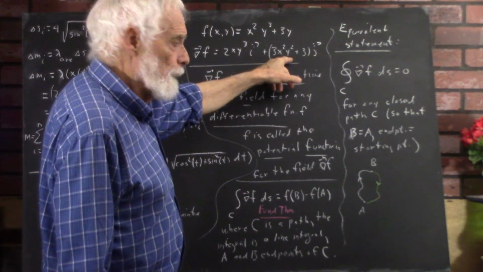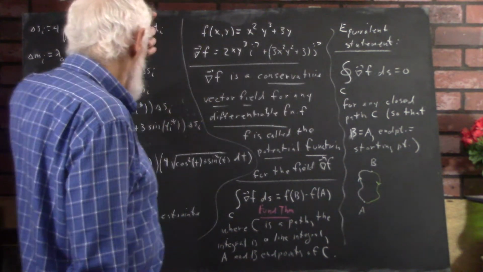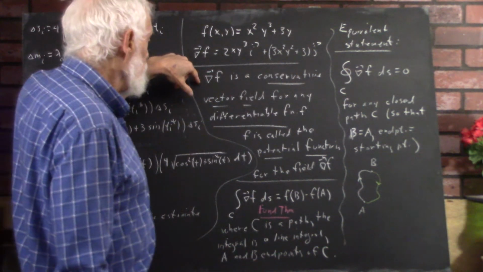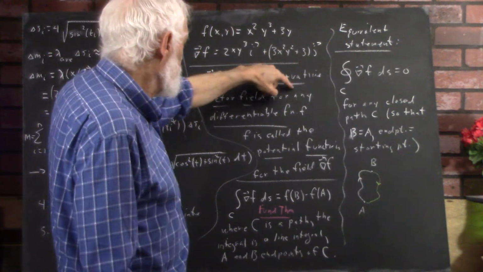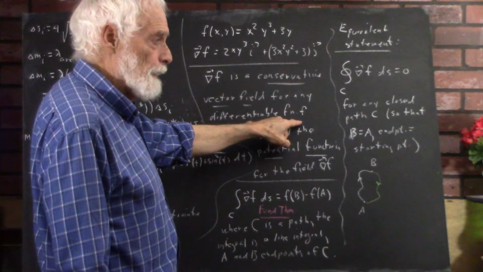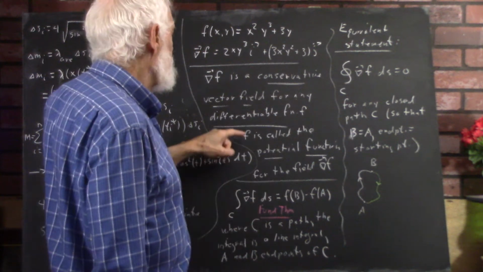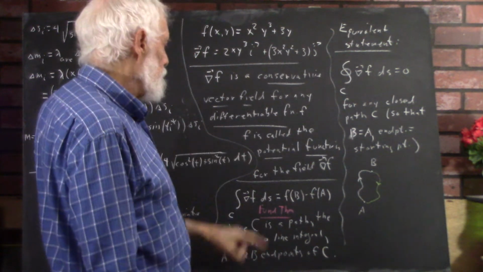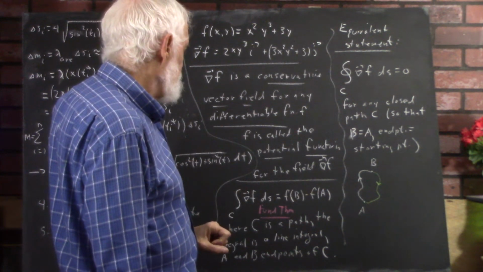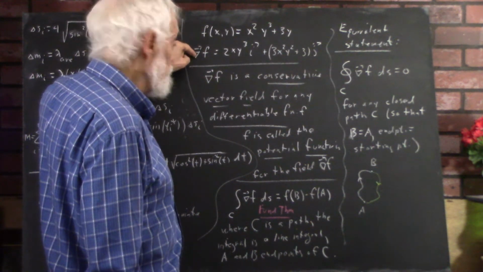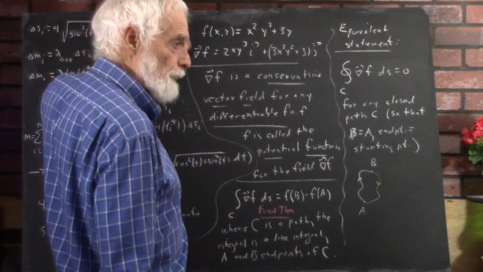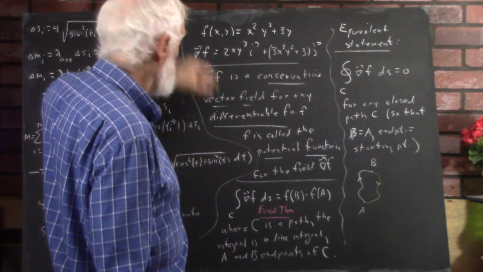This vector field, which could be sketched, the gradient, is what we call a conservative vector field, and that's true for any differentiable function f. f is called the potential function for the field. So you have a potential function and a vector field, connected by the fact that this is the gradient of this.